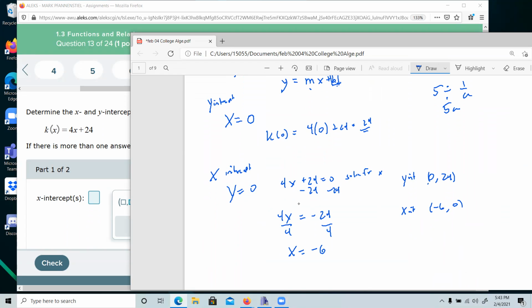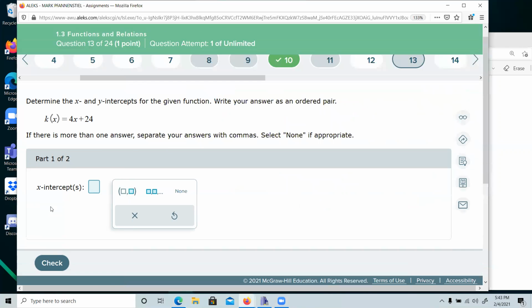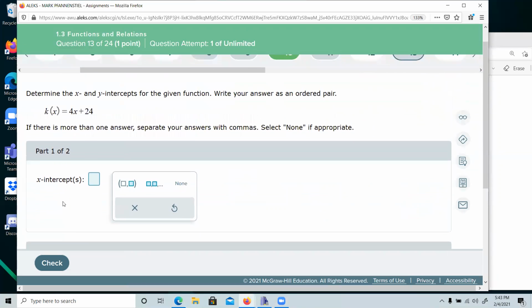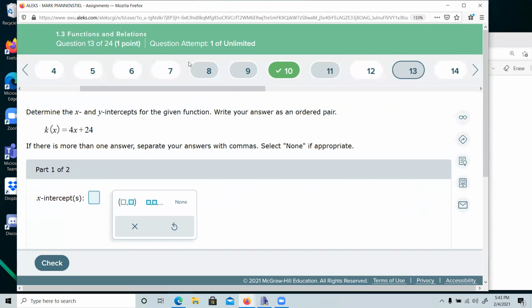First one, x was 0. Second one, y is 0. All right, and we'll just type that in. Oh, we just want x and y intercepts. We don't need to do that. This was question 13.